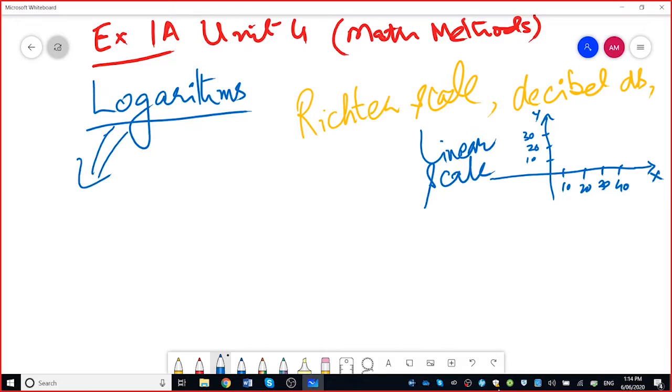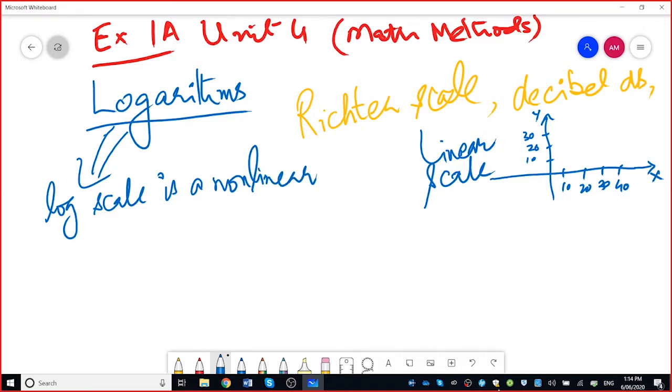So let me write: a logarithmic scale is a non-linear scale. What does it mean? Do you understand the importance of this? It means you can have a lot of variation and show it in a very small region. We would look at a few examples first, but let me first give you a background of logarithms.